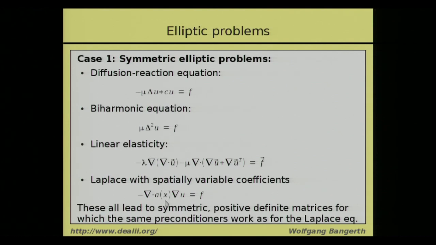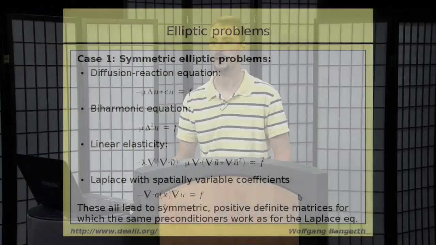So I have a coefficient a of x here that can be large and small in different parts of the domain. This too, if you integrate this by parts, it's easy to see that you get a symmetric and positive definite matrix if a is bounded away from 0, for example. So for all of these sorts of problems, essentially, we end up with symmetric and positive definite matrices, and everything that I talked to you about in the previous section would apply as well.